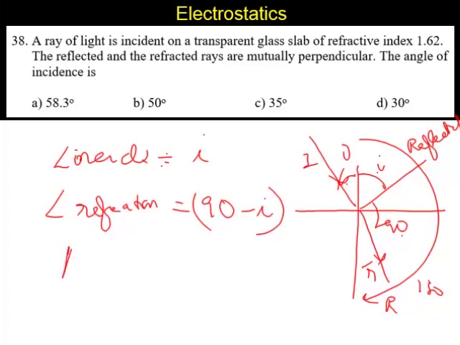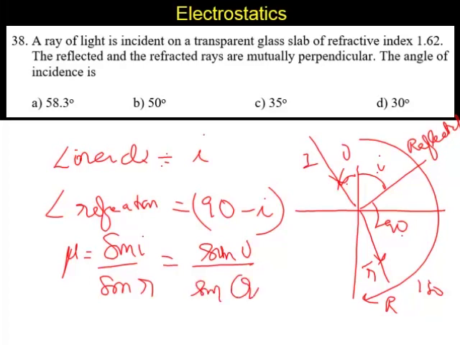So mu is equal to sin I by sin R. Now in this case, we can write this as sin I by sin R, which is sin I by sin of 90 minus I. Sin of 90 minus I is cos I.